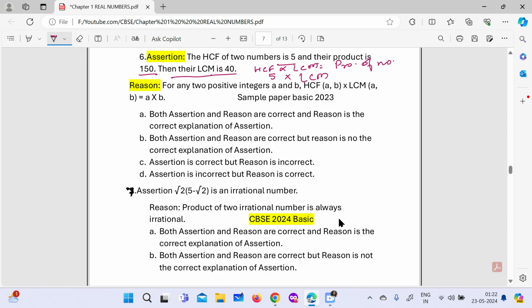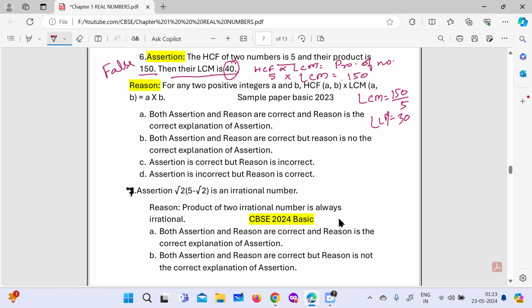So LCM is equal to the product of the numbers, 150, divided by HCF, and when I solve this I get LCM equal to 150 over 5, that is 30. So you can see here the LCM is 30, and in the assertion it is given that their LCM is 40. So definitely our assertion is not correct. Assertion is false. Now let's see the reason.